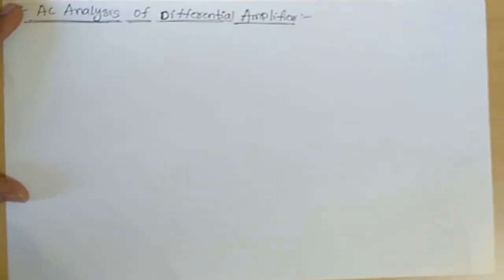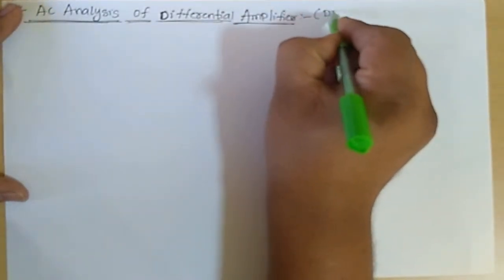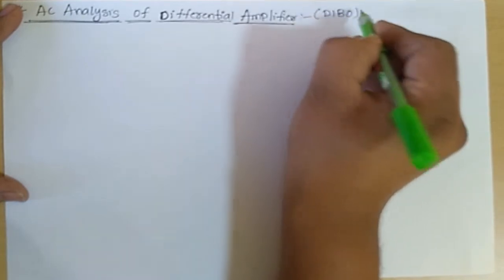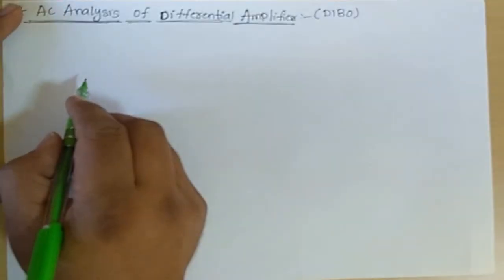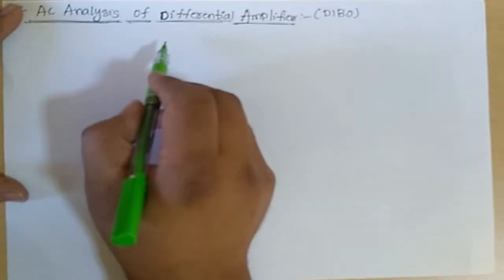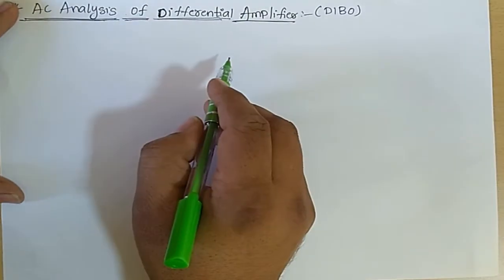Good morning to all. Today we are discussing the AC analysis of the differential amplifier. In the last class we studied the DC analysis of the differential amplifier. In this amplifier circuit we are considering the dual input balanced output differential amplifier. Now we are studying the AC analysis of the dual input balanced output differential amplifier.